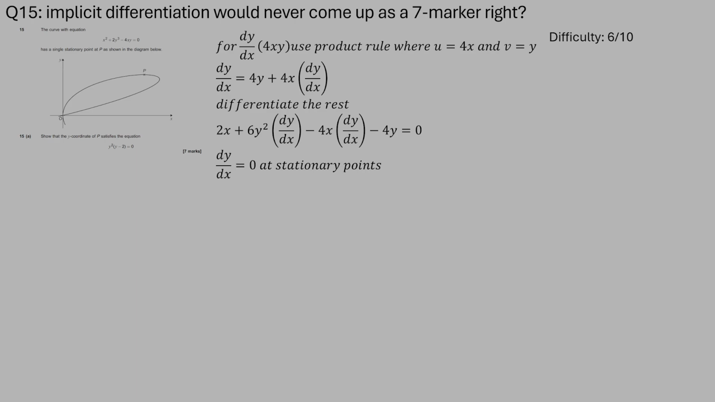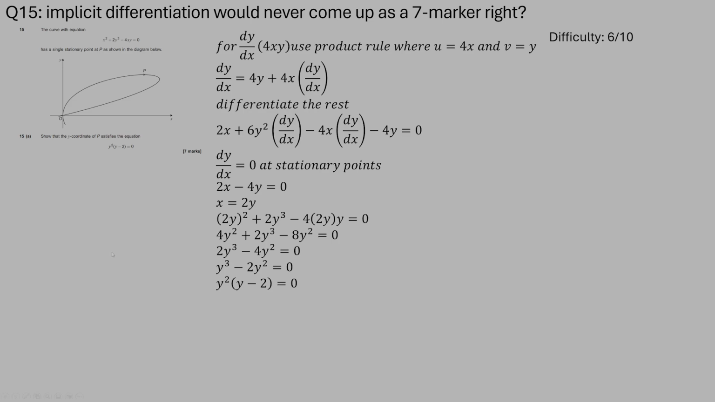Right, however, we do know that dy by dx equals 0 at stationary points, and the question is saying that p is a stationary point. So we know that 2x minus 4y equals 0 because this term goes away because it's multiplied by 0. This term goes away because it's multiplied by 0. So we can just leave these terms, and we can rearrange this to x equals 2y. And now this is the easy part. We can just substitute 2y back into the main equation. And we can just simplify this into the thing that it's asking for.